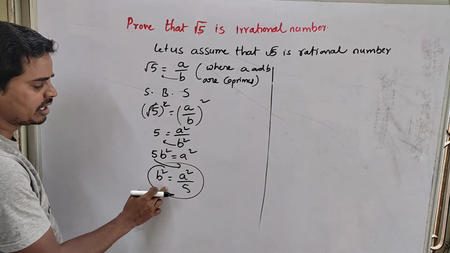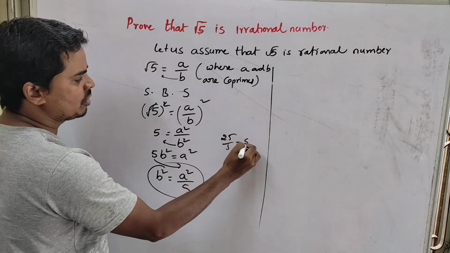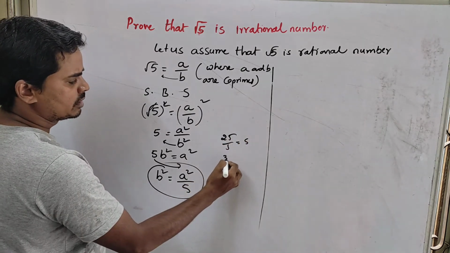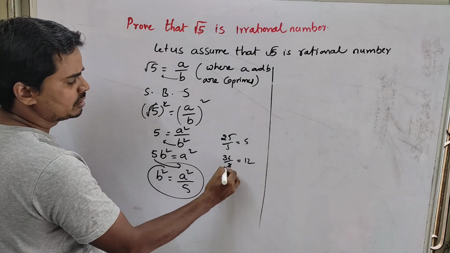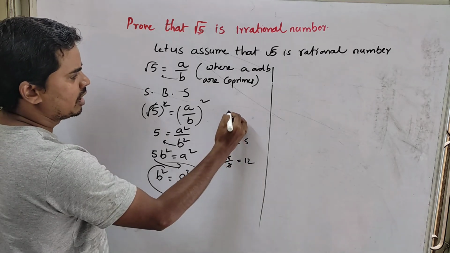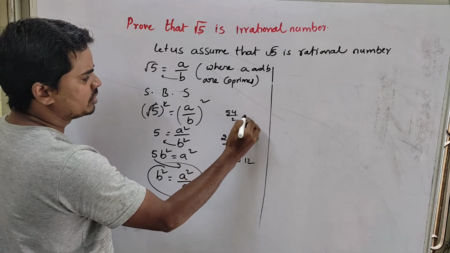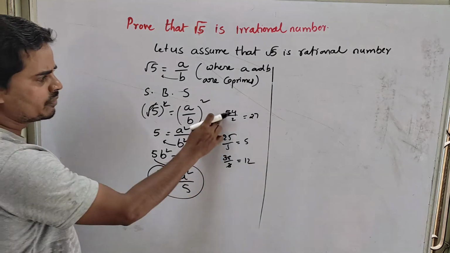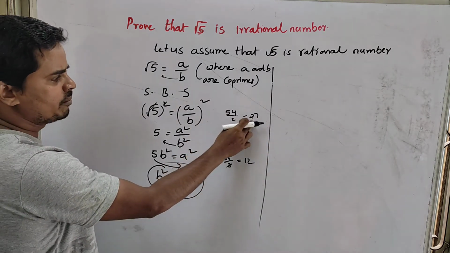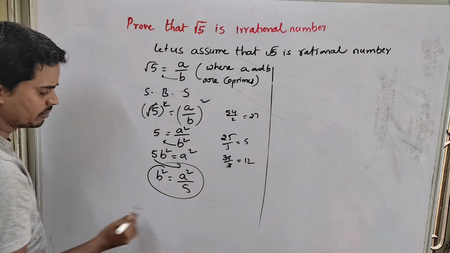That is the meaning of the statement. Suppose 25 by 5 is equal to 5. 36 by 3 is equal to 12, since 3 twelves are 36. Like that, 54 divided by 2 is equal to 27. So 54 is divisible by 2, then only we will get 27. Like that, a square is divisible by 5.